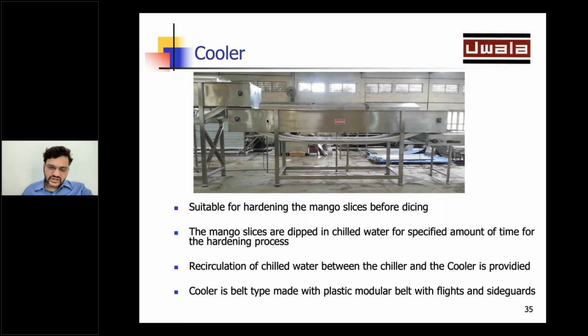So the belt ensures that the product dips in chilled water completely, and the timing of the dipping we can control by controlling the speed of the belt with the help of a VFD. So this is a machine, this is a cooler. With the help of the cooler, you harden the slices of mangoes.